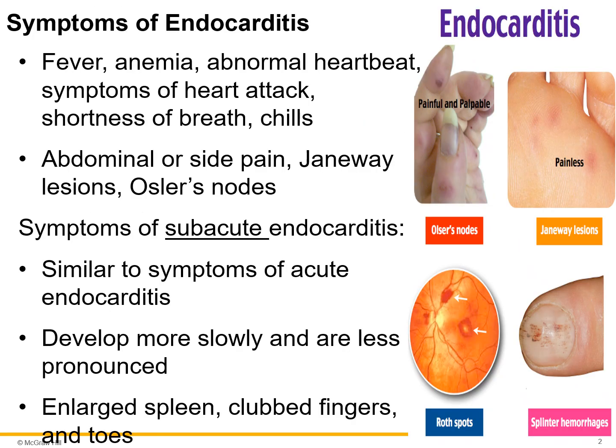Now, the symptoms are going to be fever, anemia, abnormal heartbeat, and a murmur is possible, where you can actually hear something with a stethoscope. It's actually like the blood flowing backwards because of the heart valve being defective. Heart attack symptoms, shortness of breath, chills, and then there are some signs that might show up.